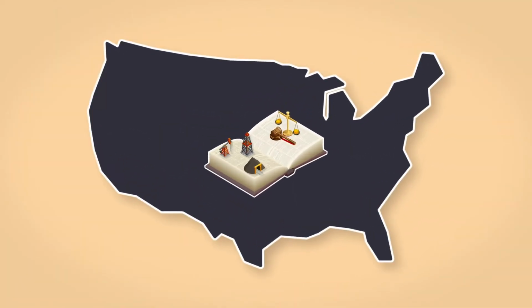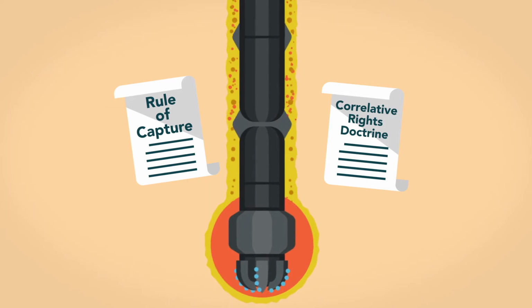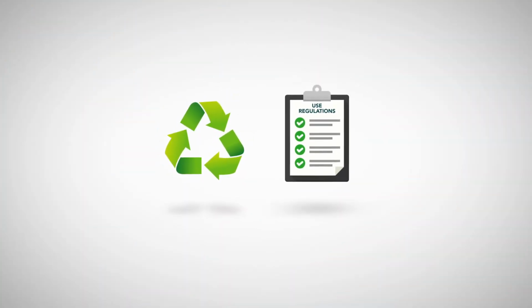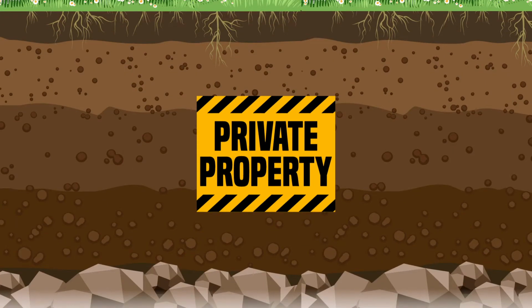The discussion begins with a brief overview of the development of mineral and petroleum law in the United States. Next, we drill down on the rule of capture and the correlative rights doctrine, which form the basis of subsurface resource rules in modern America. We'll then provide a brief overview of state conservation and use regulation before concluding with an extensive discussion of subsurface property rights and remedies for trespass to these rights.